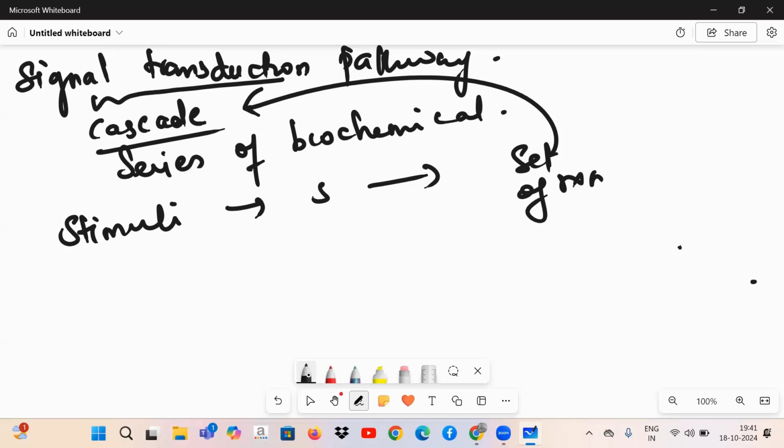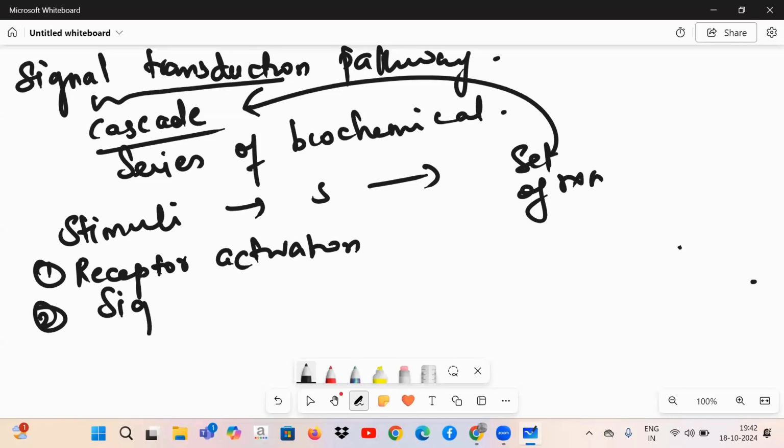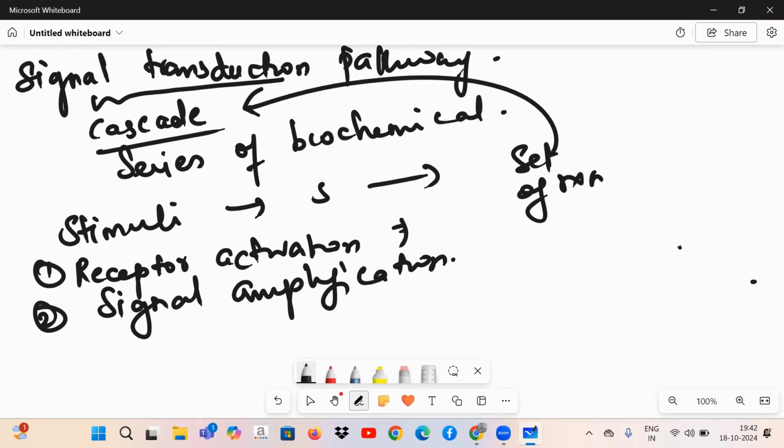When a molecule binds to a receptor, there is a conformational change. The first step is receptor activation. The receptor gets activated. Second is signal amplification. Where is the receptor present? It can be inside or on the surface of the membrane. When a ligand binds to the receptor, it gets activated. We already spoke about specificity: a specific ligand, a specific receptor, and they get activated.